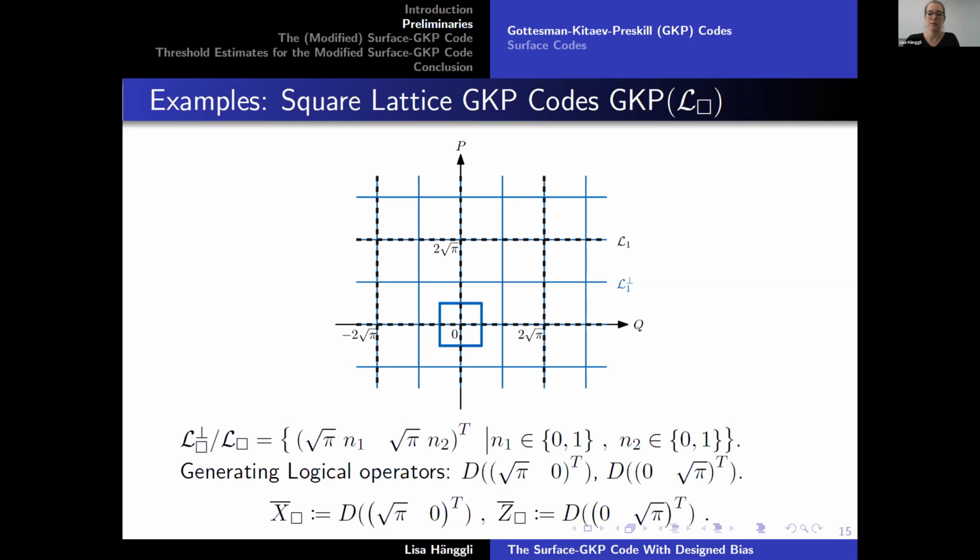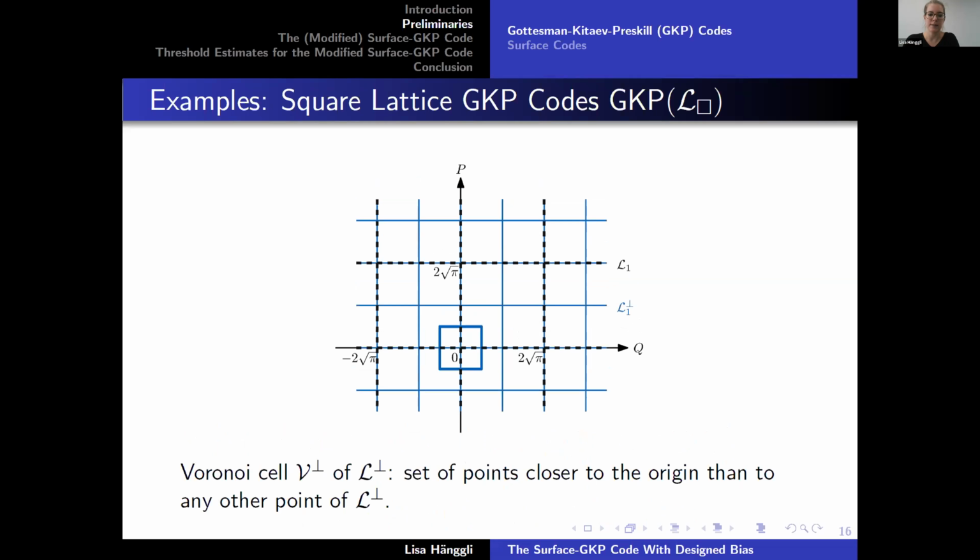The last thing, which is also marked on the picture, is the Voronoi cell of the dual lattice. This is the blue rectangle around the origin, and it is just the set of points which are closer to the origin than to any other point of the dual lattice. This will be relevant for the decoding strategy that we use.